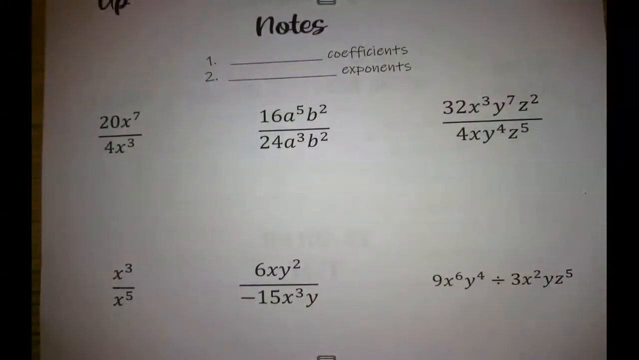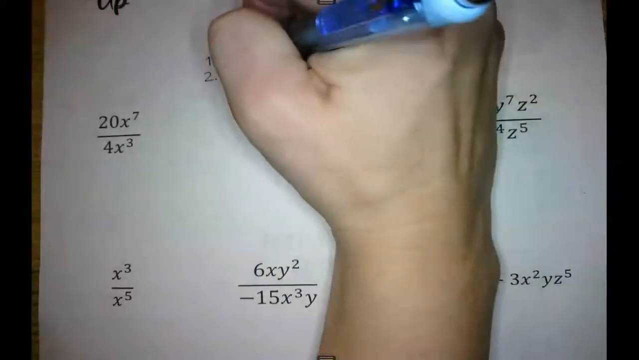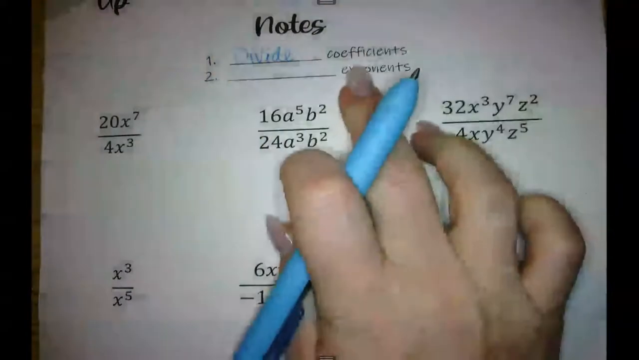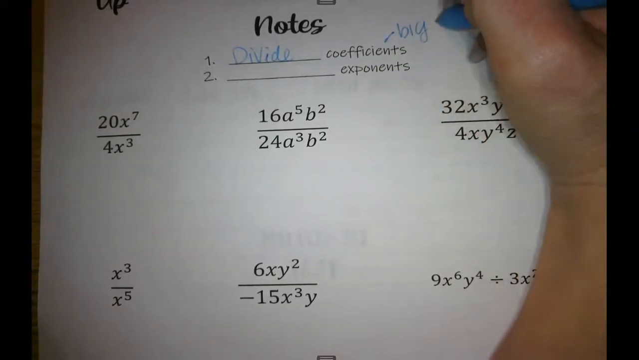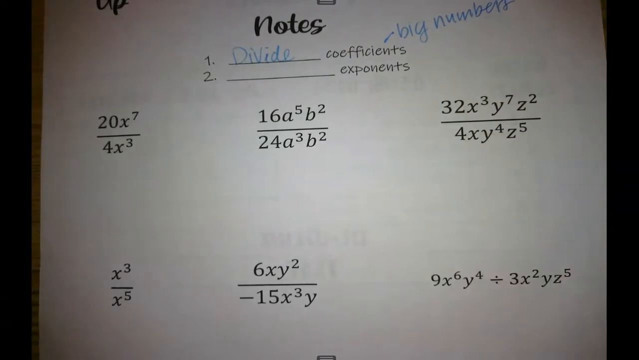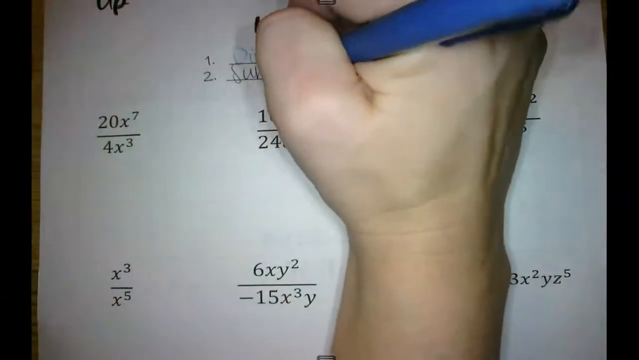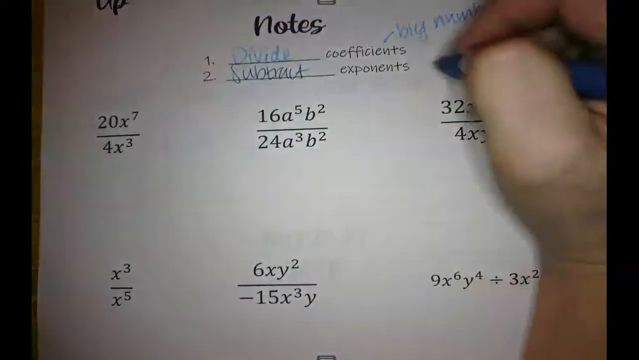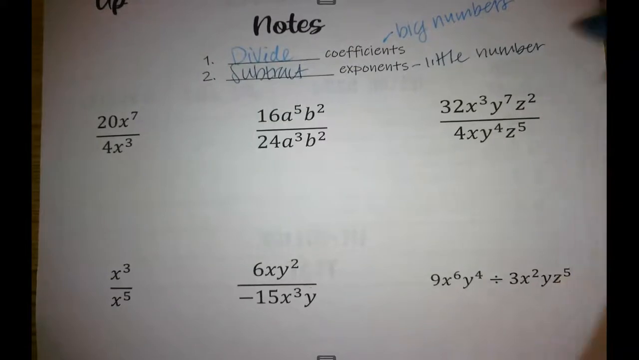Let's go over the quotient rule for our exponents. So our steps are, step 1, to divide our coefficients. Remember, the coefficients are the big numbers. And after we do that, then we are going to subtract our exponents, which remember, these are our little numbers, the ones with the variables.